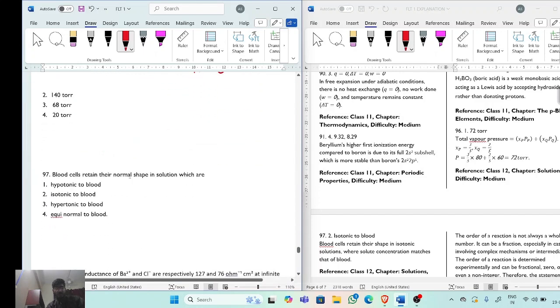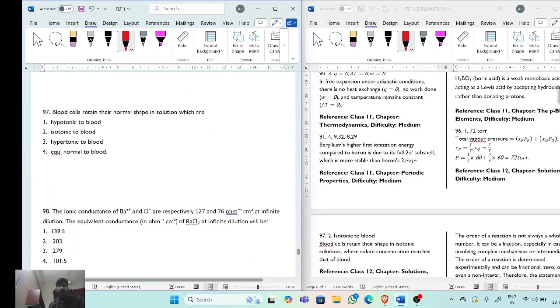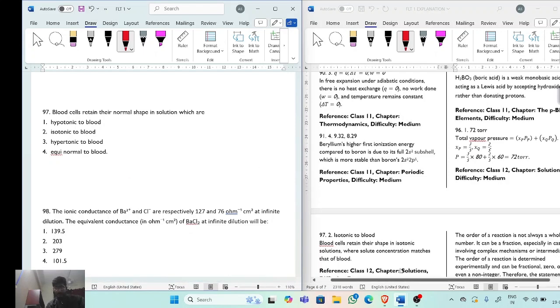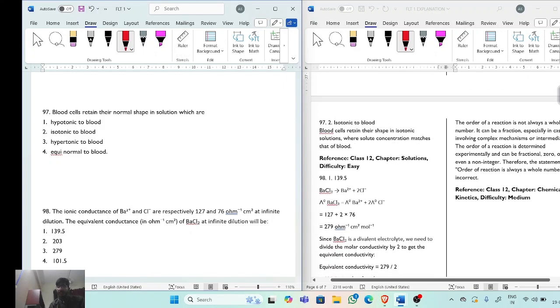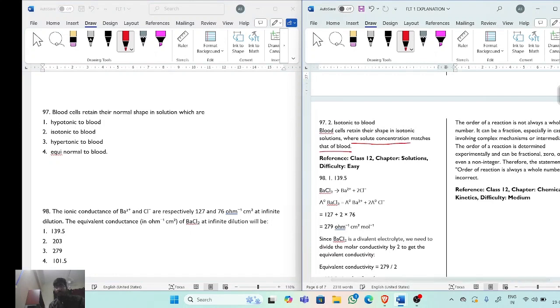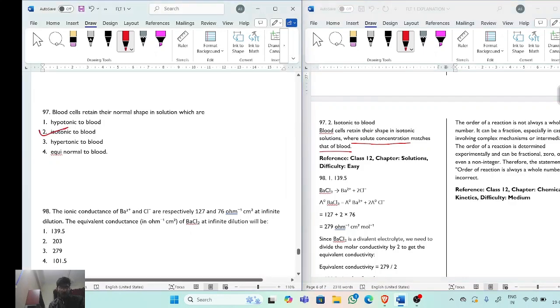Now comes to question number 97. Blood cells retain their normal shape in solutions which are. Blood cells retain their shape in isotonic solution, where solute concentration matches that of blood. It means the solutions which are isotonic to the blood. So option number 2 will be our correct answer.